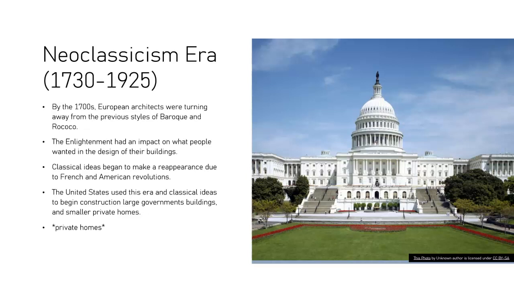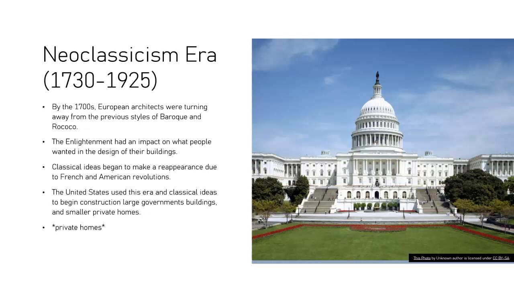So the neoclassical era. In the 1700s, European architects were turning away from the styles mentioned in the Baroque and Rococo. This was due to the Enlightenment, which presented a lot of new ideas for people and changed their perspectives on what they would want. Different classical ideas began to make a reappearance due to the French and American revolutions, and the United States started using these for construction of large government buildings, of which the Capitol building is an example.